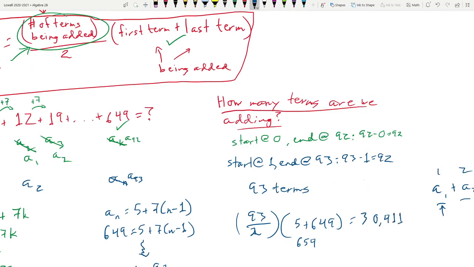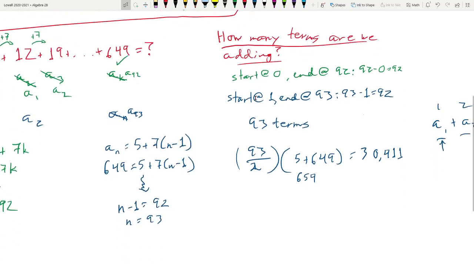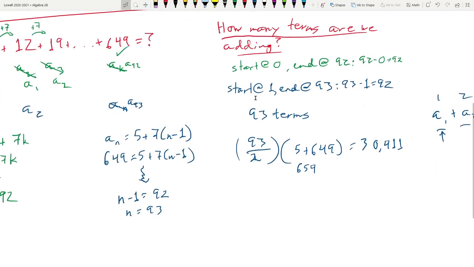We get 30,411. Let me double check this actually. Okie dokie, sorry about that. I thought I might have misclicked on my calculator here, but that does turn out to be correct. 30,411. Okay, so that is the value of this sum.